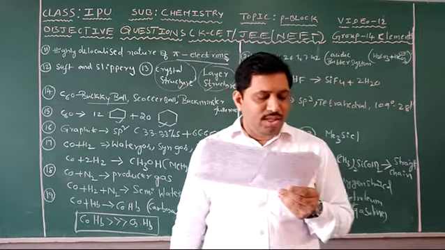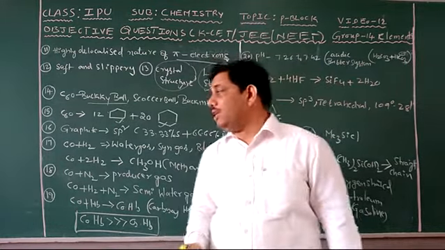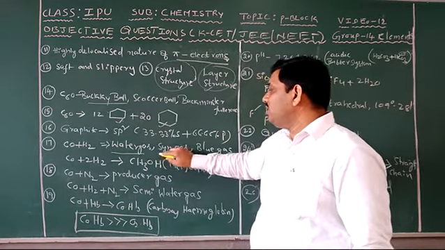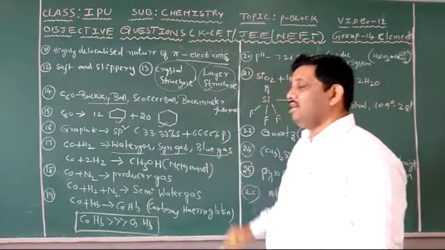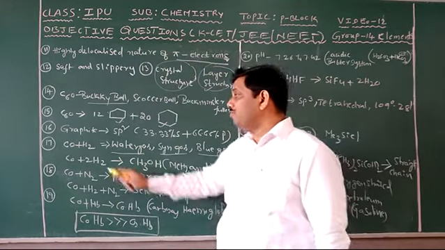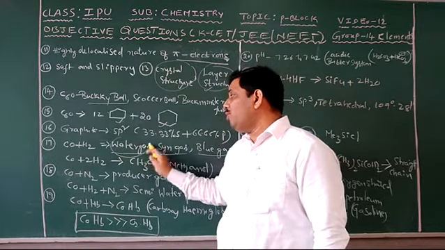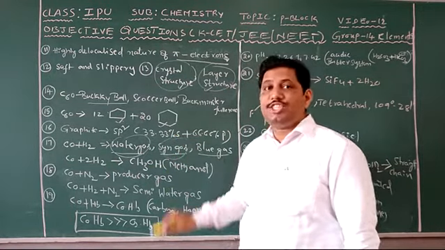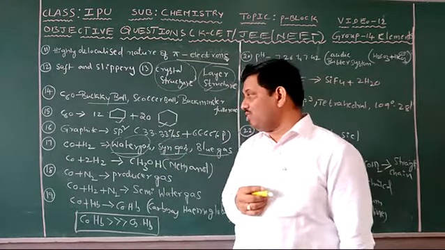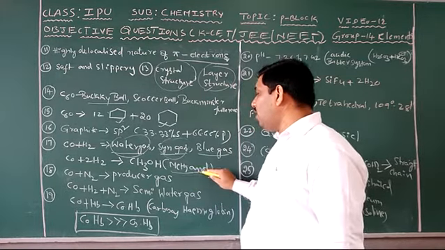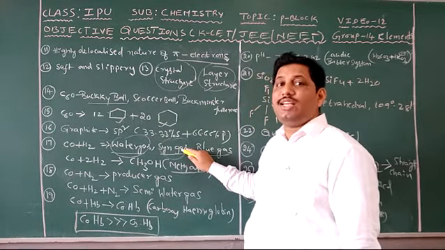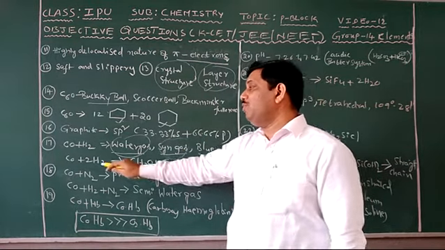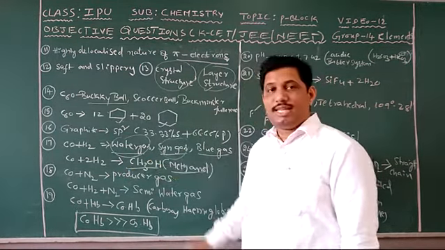Next one, the mixture of CO and hydrogen. The mixture of CO and hydrogen is known as water gas, syngas and blue gas. Clear, student? It is known as syngas because this CO and H2 can be used for the synthesis of methyl alcohol or methanol. Hence it is known as syngas because it is used for the synthesis of methanol. CO plus 2H2 gives CH3OH.